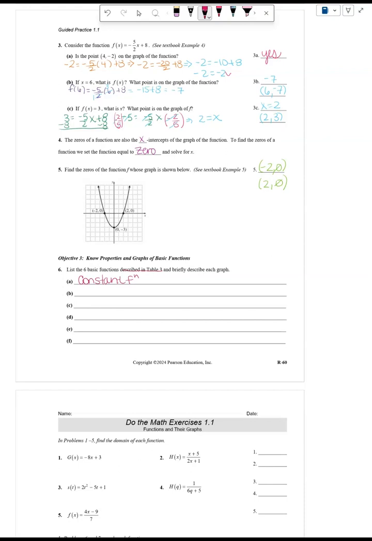There's also the identity function, right? That's where your y equals your x. We also have the quadratic, cubed, square root, cube root, and then absolute value.